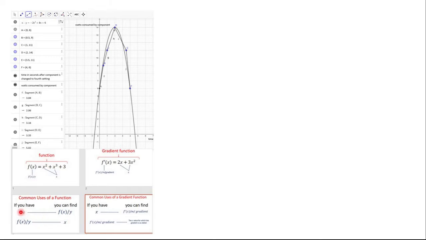So the function, if you have x, you can find y, and if you have y, you can find x, right? So if I have the time, I can find the watts consumed, and if I have the watts consumed, I can find out how long that's the case. Now we put a lot of effort to come up with this equation, and now the easy part is, let's say, I know x is 4, right? The time is 4 seconds, and I want to know the y. I want to know how many watts are consumed after 4 seconds.